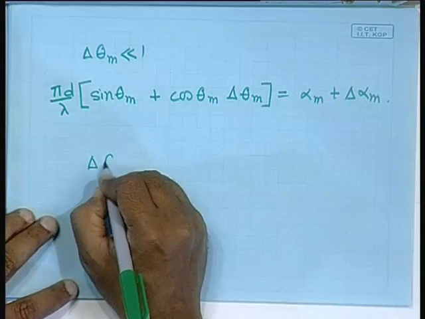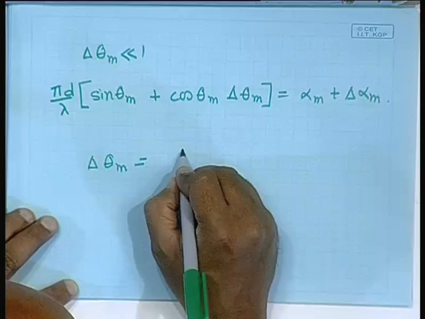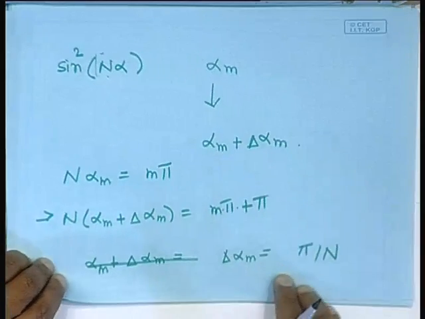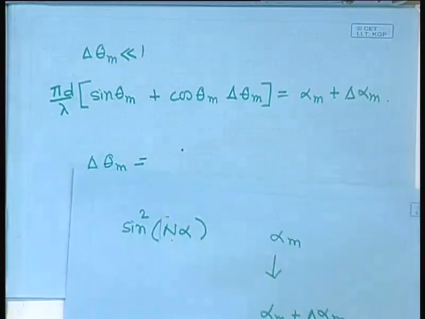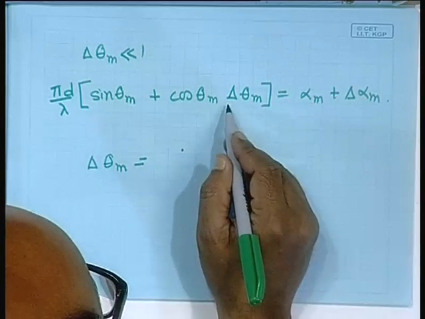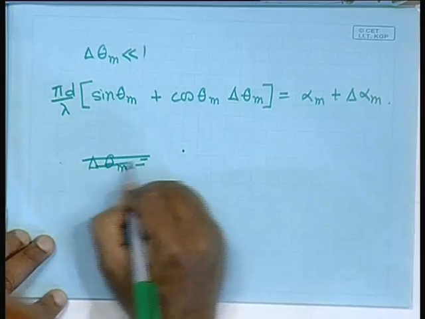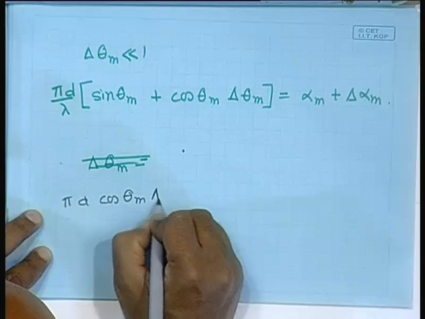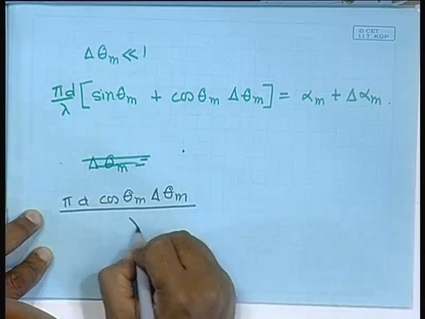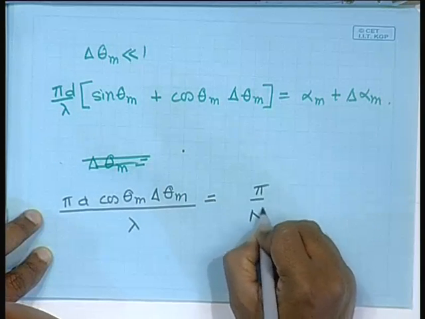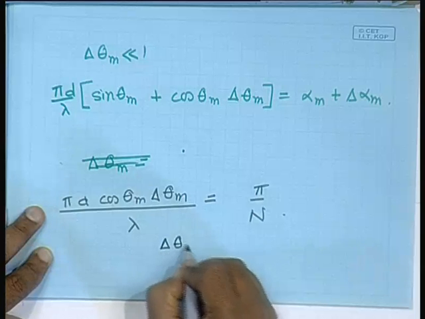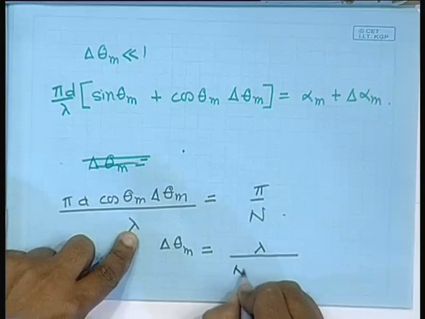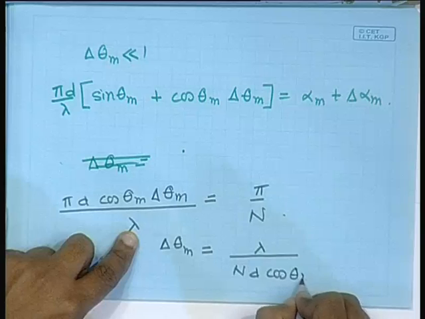So, what we get is that the term with delta theta m is equal to delta alpha m, and delta alpha m, for the numerator to vanish, we have worked out should be pi divided by n. So, the condition that we get is pi d cos theta m delta theta m by lambda is equal to pi by n, which gives us that delta theta m is equal to lambda by n d cos theta m.